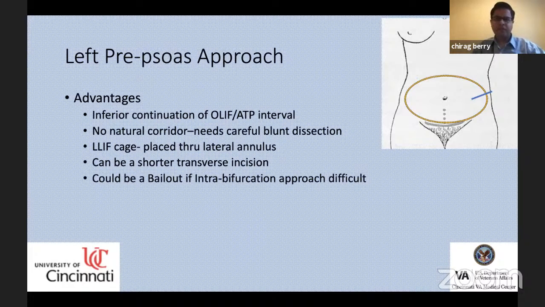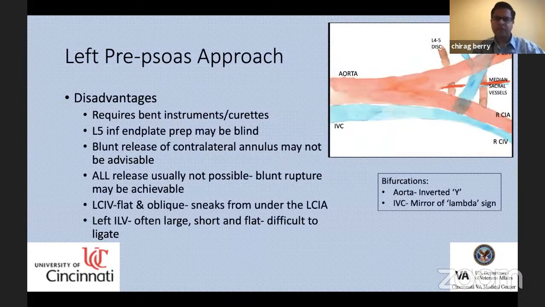Now, of course, when there are advantages, there are some disadvantages as well. Just like in the other approach, you're trying to reach your L5S1 with bent instruments. So you want to go in this direction, with bent instruments so you can scrape out the L5 inferior end plate. So your L5 inferior end plate preparation is mostly blind, and you can under-prepare or over-prepare depending on how aggressive you are.